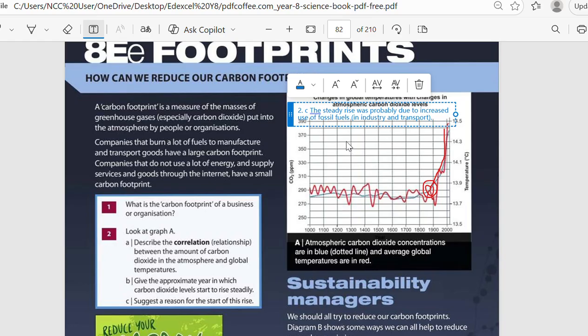Transport. Yes. So now see, the steady rise is probably due to, we can't tell exactly, but it could be because of increased use of fossil fuels, like you said. So what kind of industries are using this? What type of places are using this? For industries, factories, manufacturing places, so different industries, and also for transportation. For these purposes, these might have increased at a steady pace. Is it clear? Yes. Right.